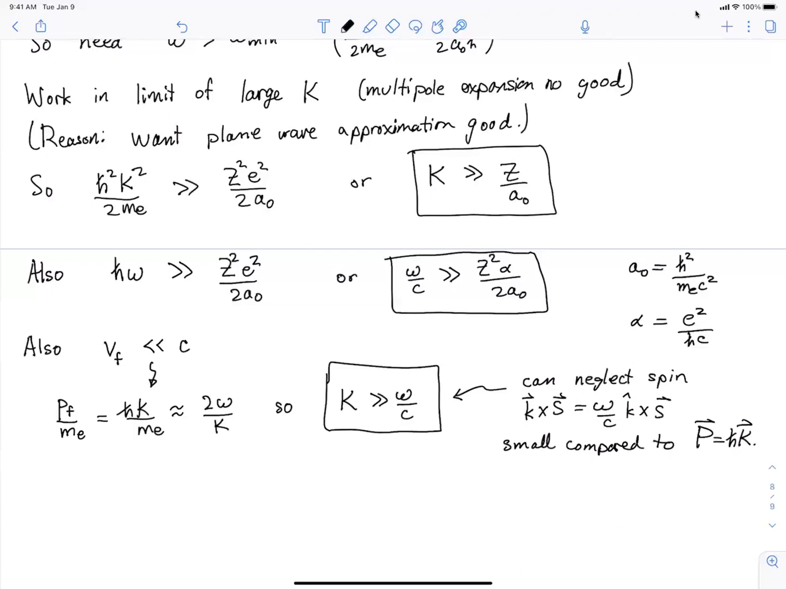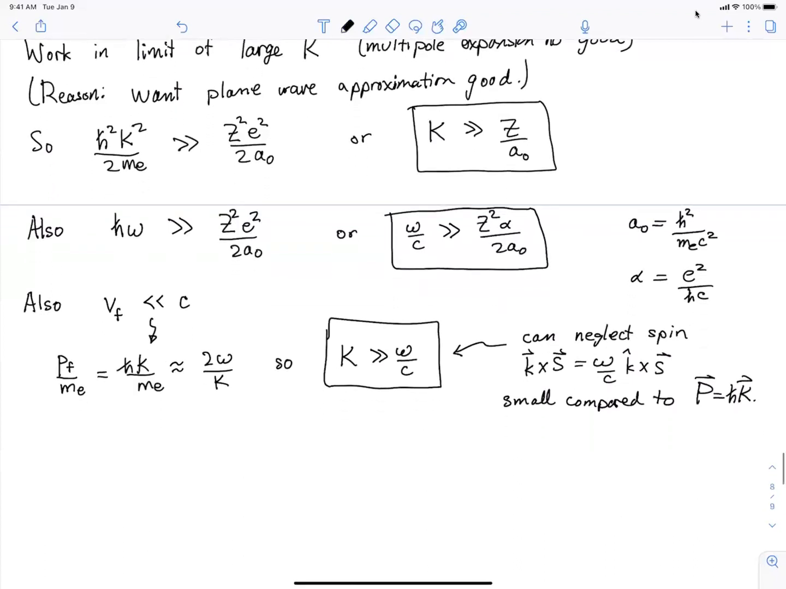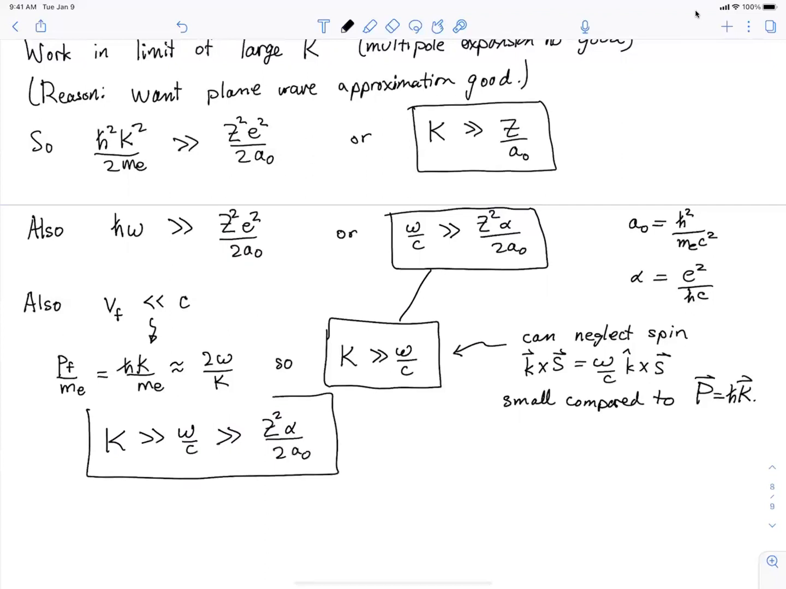Okay, so we can just ignore the spin, is what this is telling us. And furthermore, if I take these last two boxes, we can combine them into a single box that just says capital K much, much larger than omega over c, much, much larger than Z squared fine structure constant over twice the Bohr radius. That doesn't mean those have to be true in every transition that occurs between electronic states from the photoelectric effect. It just means that for the analysis that we're doing to be correct, it has to be true.